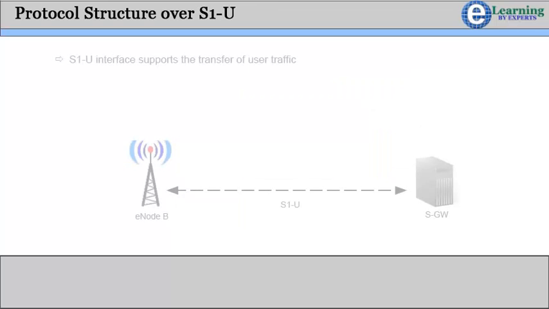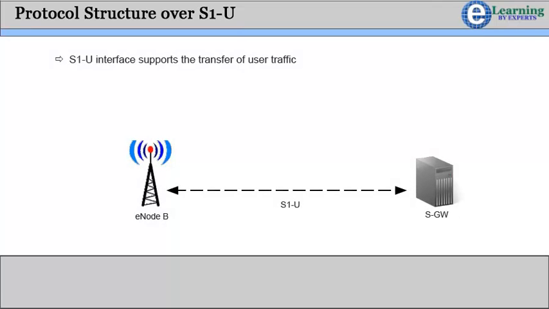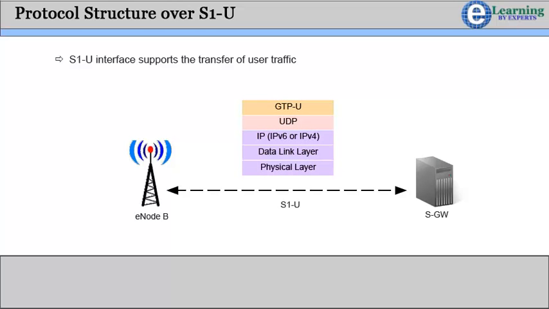The S1-U interface supports the transfer of user traffic. The S1 user plane protocol structure is based on the GPRS user plane tunneling protocol, also called GTP-U, which is also used in UMTS networks. GTP-U, in turn, uses UDP over IP to transport the traffic. The IP version number and the data link layer have been left fully optional, as for the control plane stack.